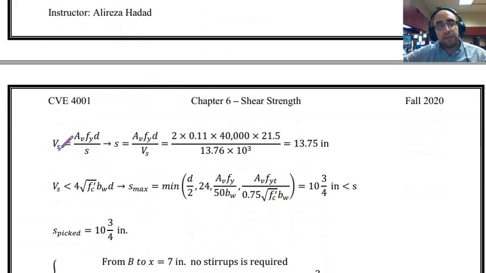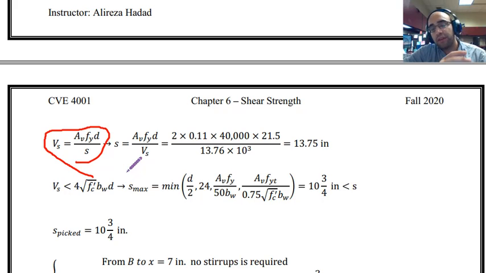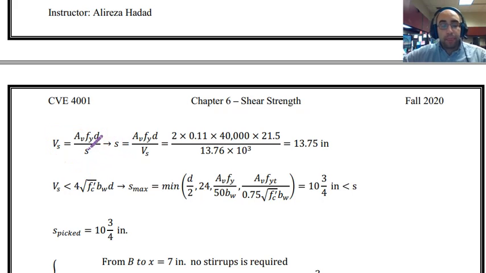Now based on this VS, I can find the spacing. This is the equation that we used for that. And as you remember, when we were talking about the inclined cracks in the web of the sections, we said those are 45 degrees approximately. Based on that assumption, we could come up with this equation, and now we are using it for finding the spacing between shear reinforcement. Putting the value of Vs over here, I can see S will be equal to 13.75 inches.